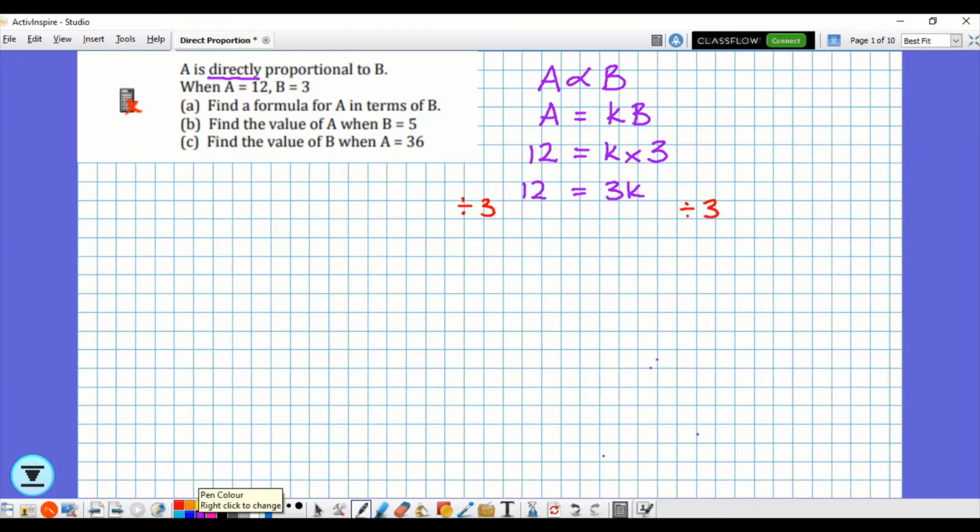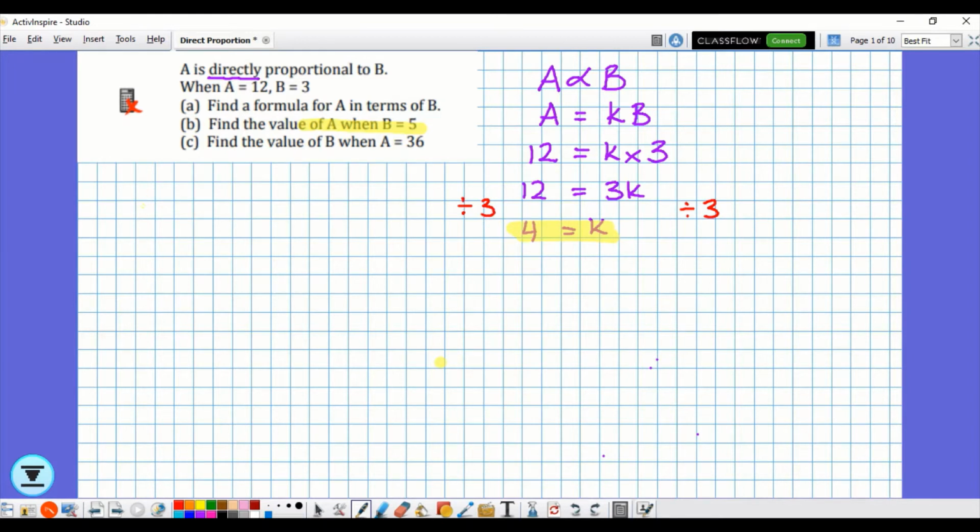And dividing both sides by 3, 12 divided by 3 gives me 4. 3 divided by 3 is 1. So I'm left with 1k. So I know that k is equal to 4. And now I need to find the value of A when B equals 5.